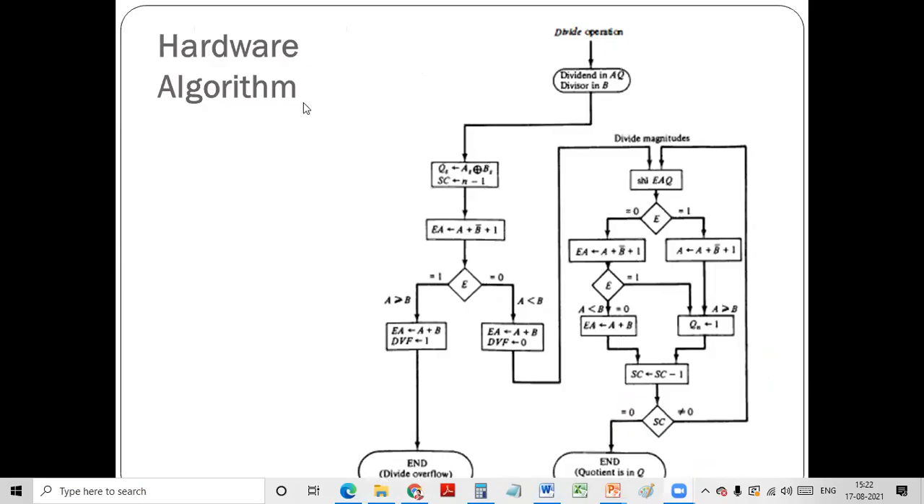So hence divide overflow. For example, I have an 8-bit register for A and an 8-bit register for Q, and another 8-bit register for B. Let us suppose I want to perform division of a number, taking 8 bits, 2 to the power 0 to 2 to the power 7, 128, by a divisor, and the dividend is double the length, 16-bit length.